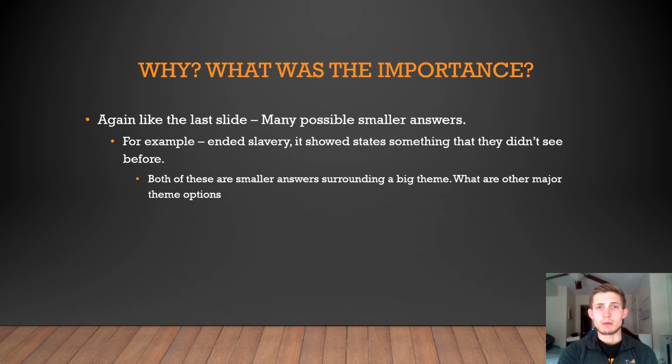So both of these are smaller answers surrounding a big theme. And what are other major theme options? So one big theme from this is that it preserved the Union. It preserved the United States by outlawing slavery, by completely ending slavery, or at least that was the thought at the time. That's the big theme, preservation here. It preserved the Union. It preserved everything that America stood for, or everything that America was supposed to stand for at the time.